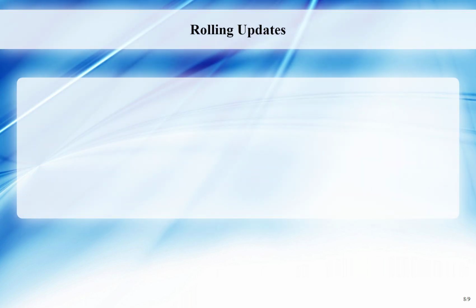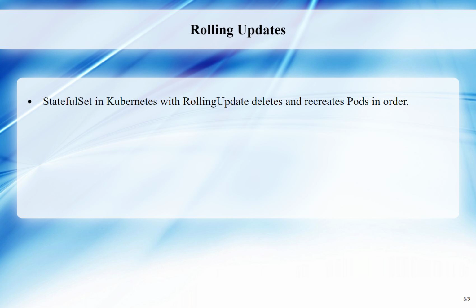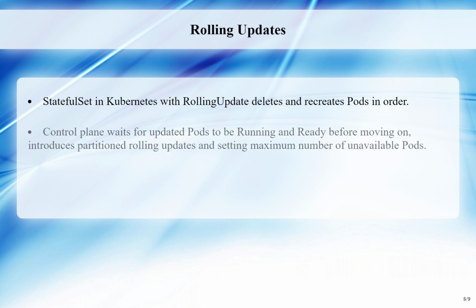Rolling updates. The text explains the behavior of a StatefulSet in Kubernetes when the .spec.updateStrategy type is set to RollingUpdate. In this case, the StatefulSet controller will delete and recreate each pod in the StatefulSet in order from largest to smallest ordinal. The control plane waits for each updated pod to be running and ready before moving on to its predecessor. The text also introduces the concept of partitioned rolling updates, where a partition can be set to update only pods with ordinals greater than or equal to the partition.